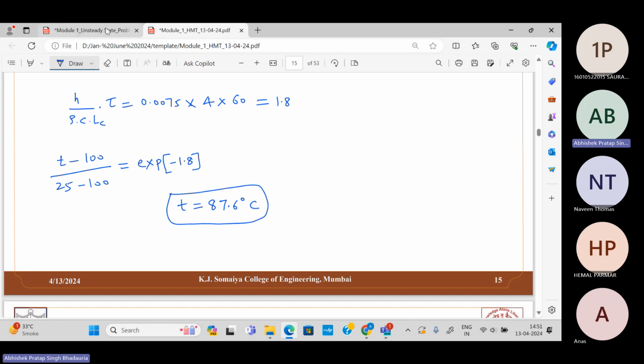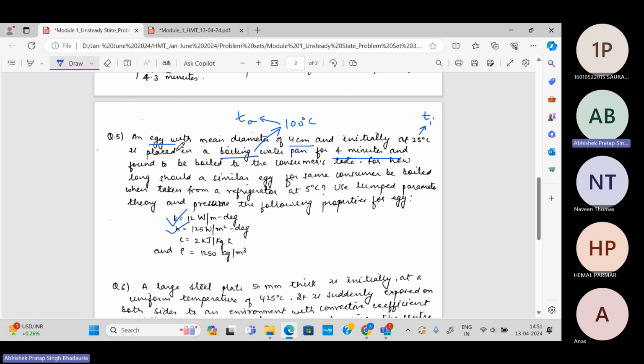Okay, now let's see what the second thing is. What do we have to find? An egg with mean diameter of 4 centimeter, initially at 20 degrees Celsius, is placed in a boiling water pan for 4 minutes and is found to be boiled to the consumer's taste. For how long should a similar egg for the same consumer be boiled when taken from a refrigerator? That means we need to find time.